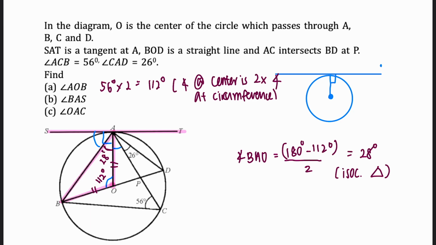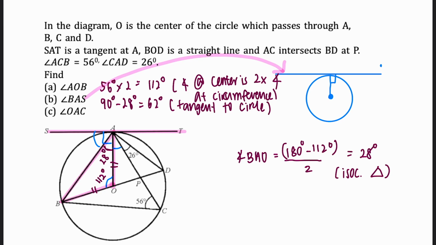Noting that this is 28 degrees, we are able to proceed to find BAS. So BAS is 90 degrees minus 28 degrees, which gives you 62 degrees. This follows this property: tangent to circle. And the last angle is to find AOC. So our aim is to find this angle.